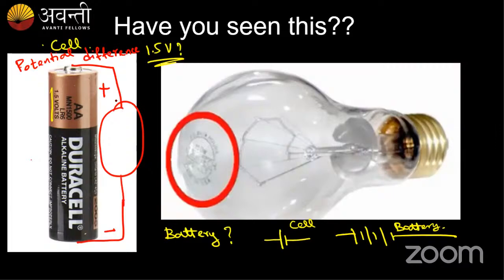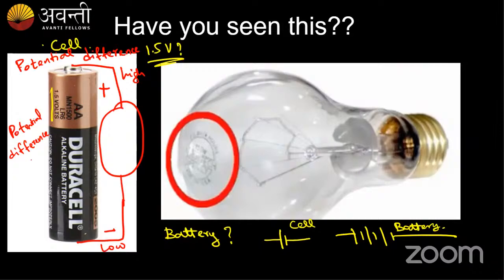How much potential difference is present between the positive lead and negative lead? This is called the potential difference. It always measures potential difference. By convention, we assume the positive is always maintained at a higher potential, and the negative is always maintained at a lower potential.